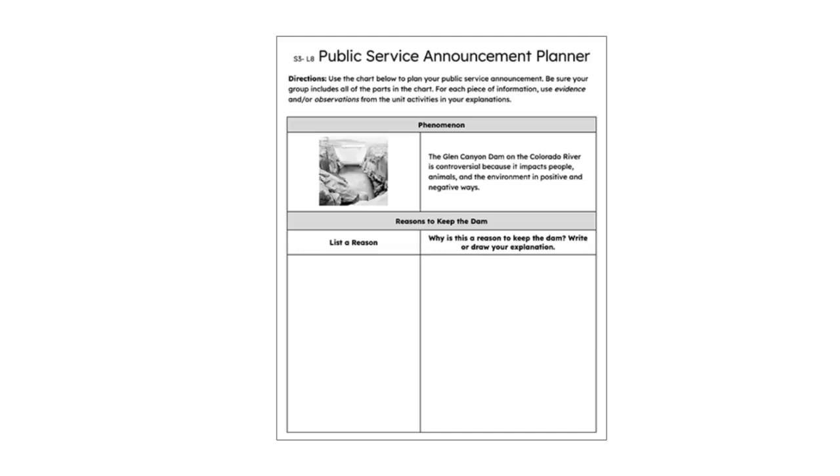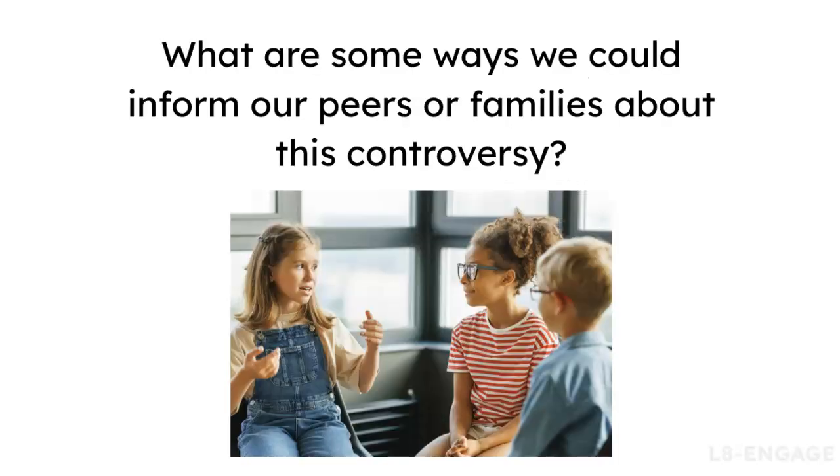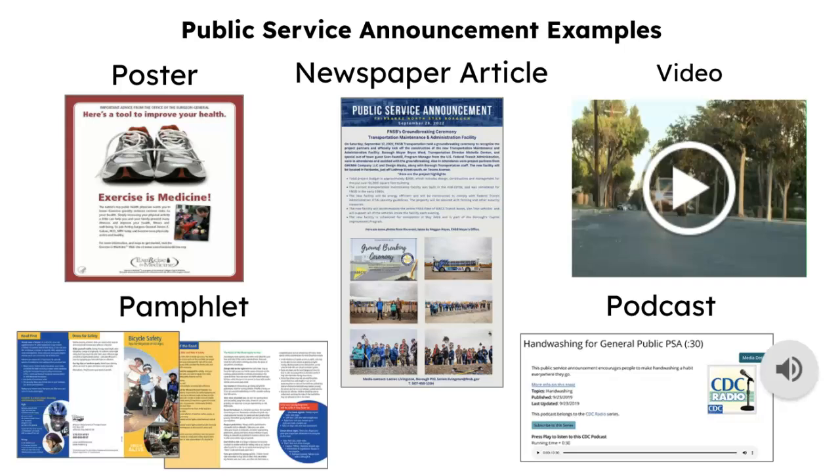You'll listen for some important points and write them on the board. You'll then ask students about some ways they could inform their peers or families about the controversy. You'll write students' ideas on the board, which may include slideshow, newspaper article, podcast, video, poster, or pamphlet. You'll encourage groups to choose what type of announcement they'll make. For the Explore portion, you'll have student groups choose their type of announcement and create it.